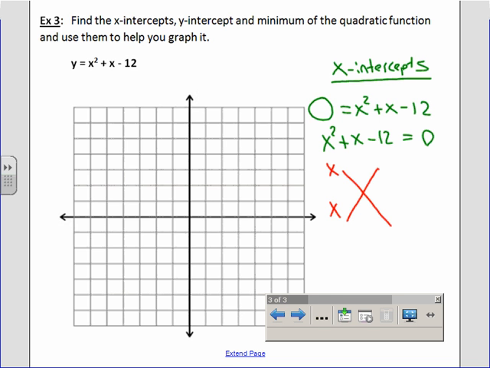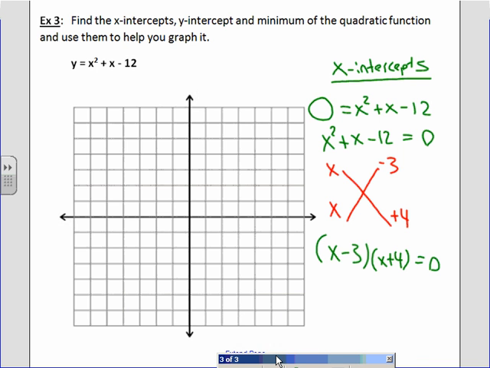Multiply to negative 12 and add to 1. How about negative 3 and positive 4? Does that work? Across the diagonals, 4x minus 3x is 1x, so yeah, that does work. So my factorization then is x minus 3 times x plus 4 equals 0. So now I can say x minus 3 equals 0 or x plus 4 equals 0. So x equals 3 or x equals negative 4. So that gives me 2 points that I can plot.